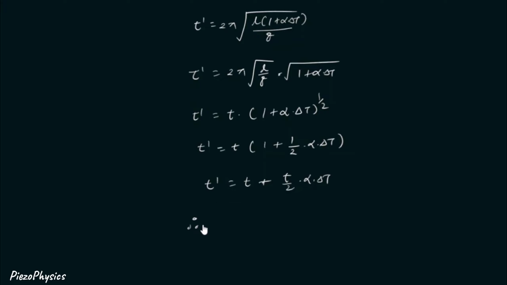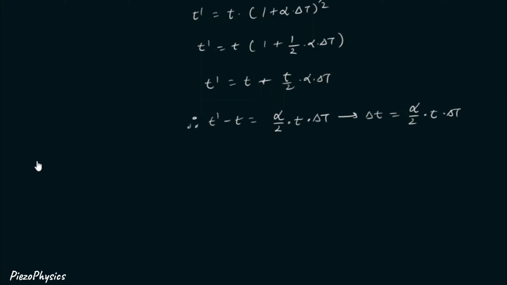Therefore, T dash minus T will be equal to alpha by 2 into T into delta T, right? So change in the time period will be equal to alpha by 2 into time period T into delta T.